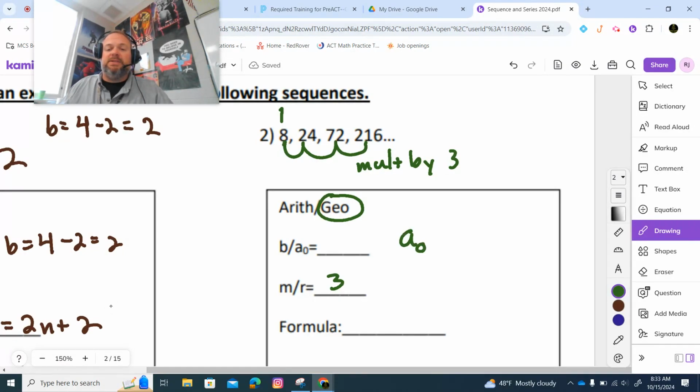Now, again, if this is our first term, to find our a sub 0, we have to take 8 and do the opposite. What is the opposite of multiply by 3? Divide by 3. Now, remember what I said. What happens when you divide by 3? You usually get a nasty fraction, a repeating fraction. Yeah, okay. So we can leave it like this.